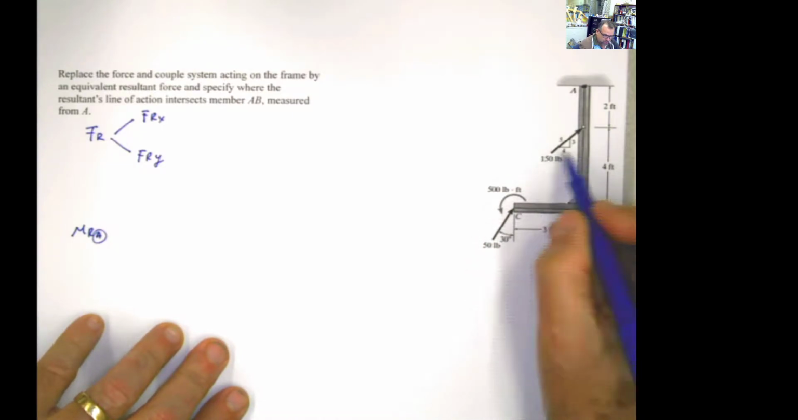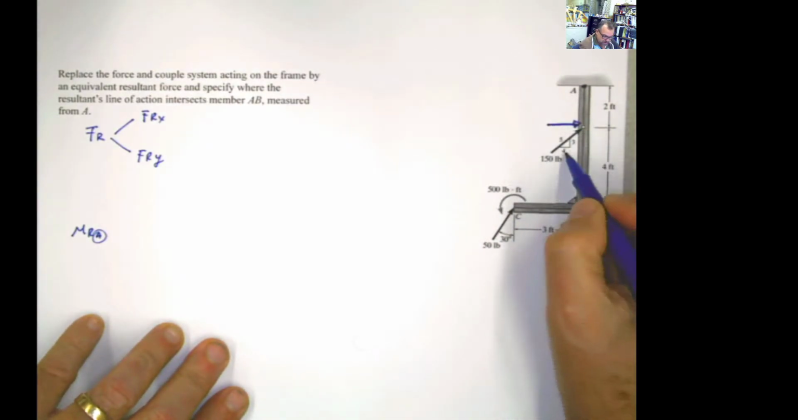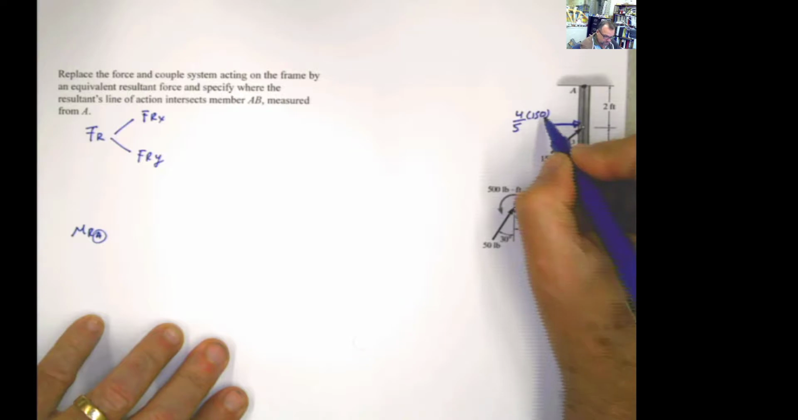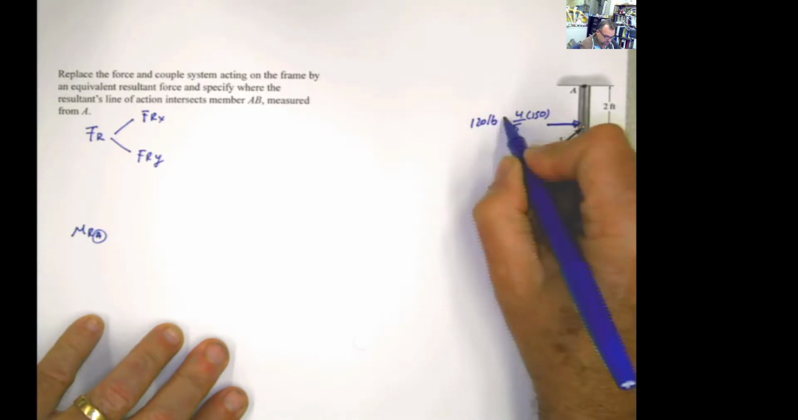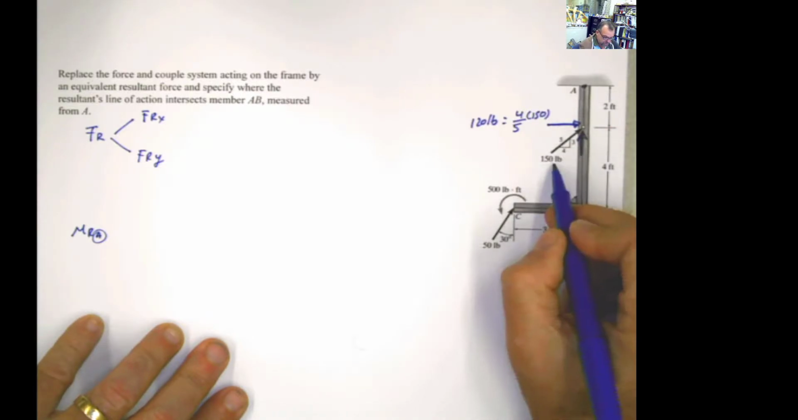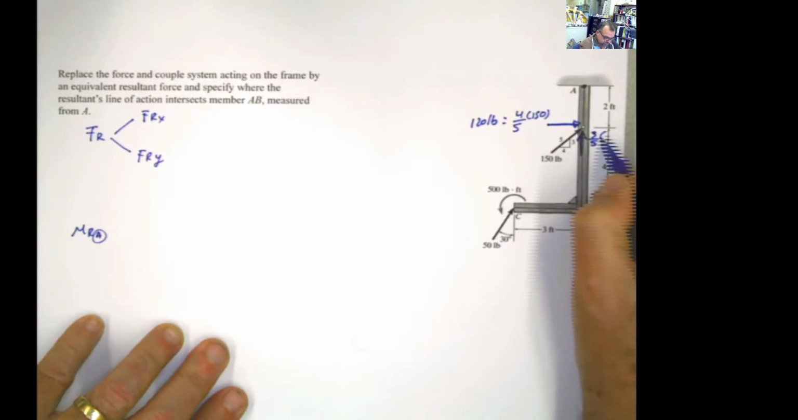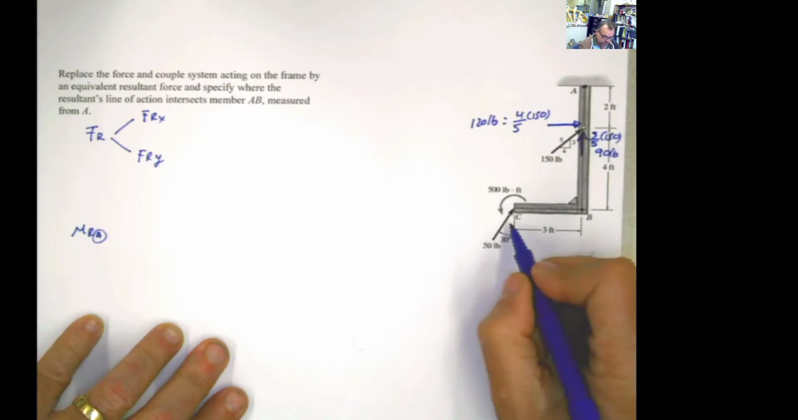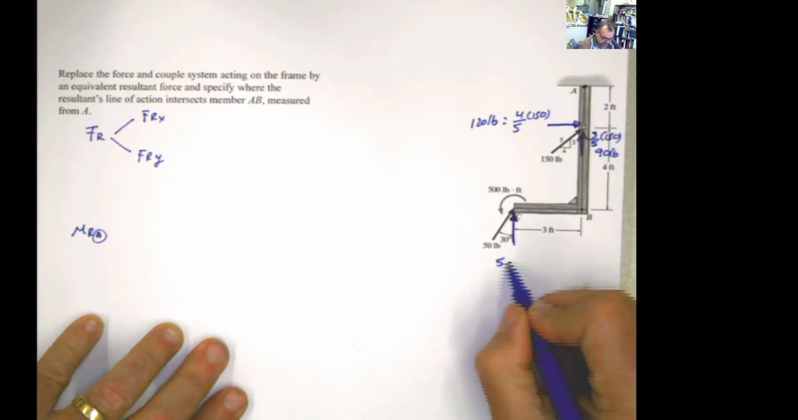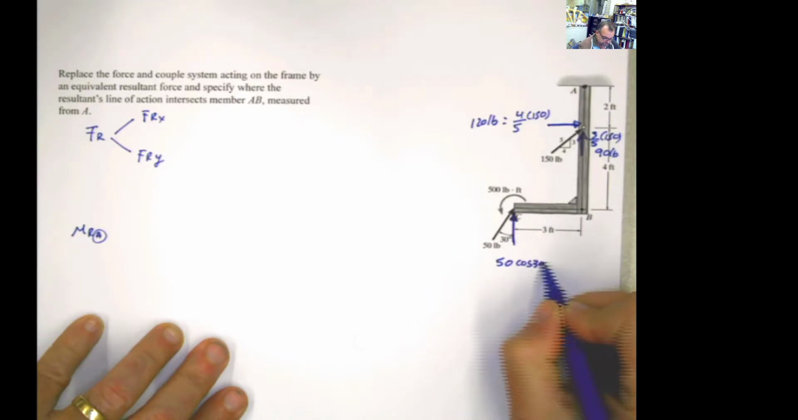Given that you have these two components, remember this one here is 4/5 times that, which is just 120 pounds, and this one here will be 3/5 multiplied by 150, which is just 90 pounds. For this other one, you have the angle. So basically what the problem is telling you, use the angle. This component will be the adjacent, so it's going to be 50 cosine 30, and this will be 50 sine 30.